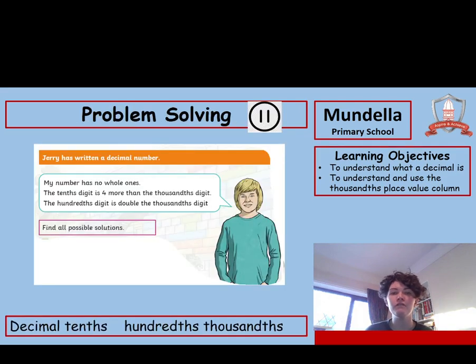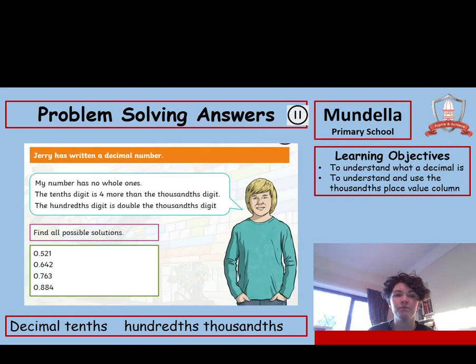And then the last part for today's lesson is some problem solving. So Jerry has written a decimal number. My number has no whole ones. The tenths digit is 4 more than the thousandths digit. The hundredths digit is double the thousandths digit. Find all the possible solutions. Now have a think about what the possibilities could be, reading Jerry's statements about his number carefully. Okay, pause the video to have a go.